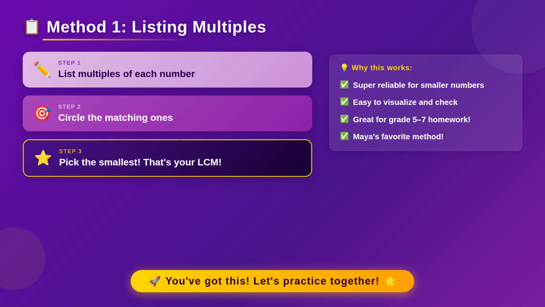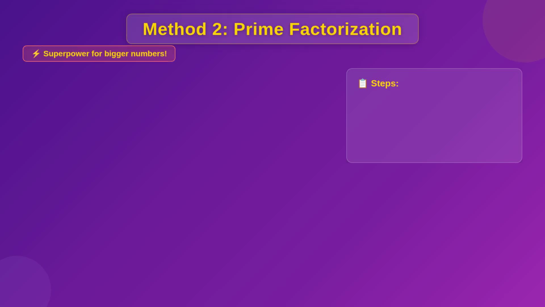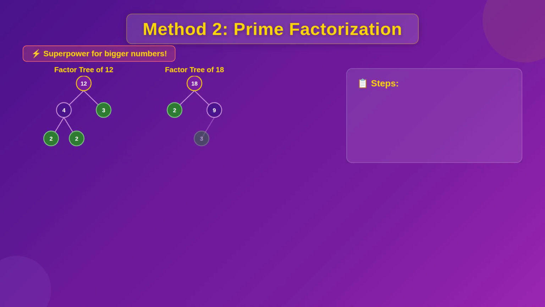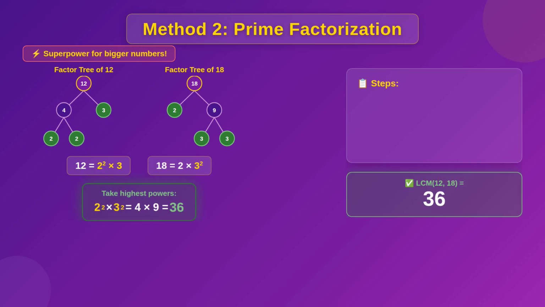Maya actually uses this method on her homework, and once she tries it, she's amazed at how straightforward it is. Let's practice it together. Here's our second method, prime factorization. This one sounds fancy, but it's actually a superpower for bigger numbers. First, break each number into its prime factors, like building blocks. Then look at all the prime factors that appear and take the highest power of each one. Finally, multiply those together, and boom, that's your LCM. For example, 12 equals 2 squared times 3, and 18 equals 2 times 3 squared. We take the highest powers, 2 squared and 3 squared. Multiply them, 4 times 9 equals 36. The LCM of 12 and 18 is 36.